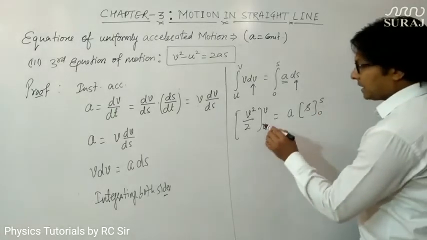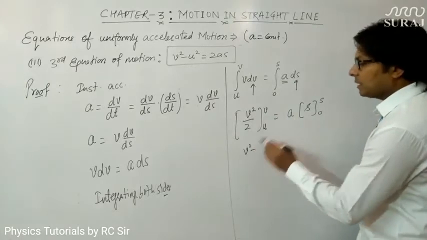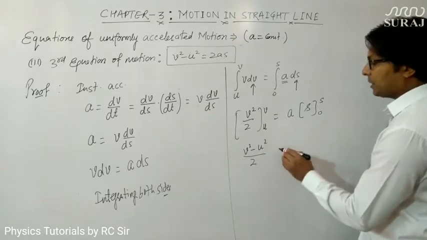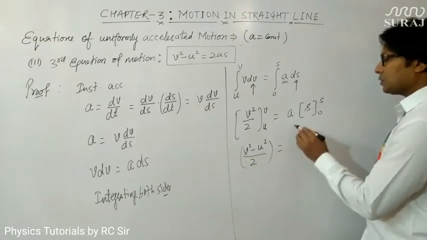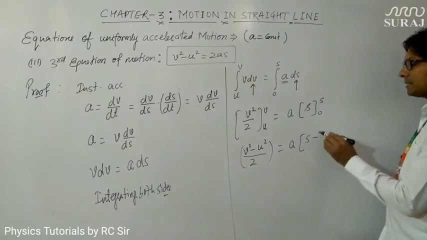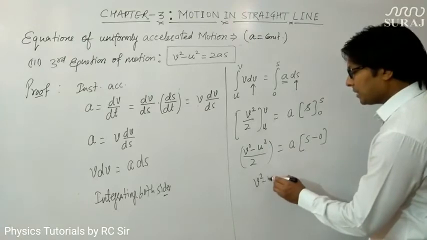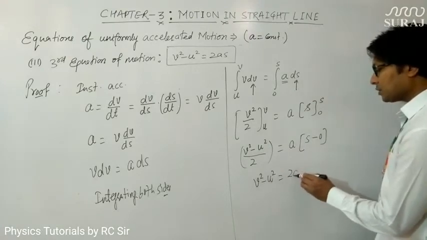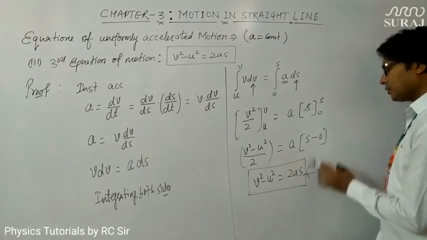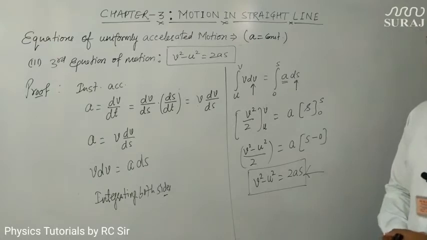While we put the upper limit here, it will become v square minus the lower limit u square, divided by 2, and is equal to a, and if I put the upper limit, that is S, minus the lower limit, that is 0. So this equation becomes v square minus u square is equal to 2as, and this is the equation which we wanted to derive.